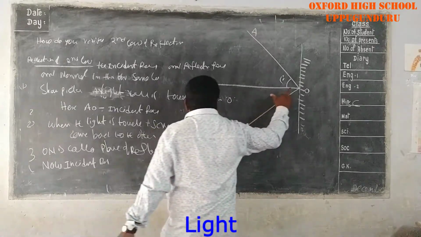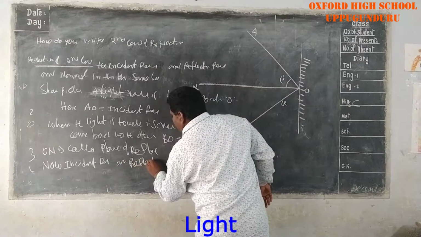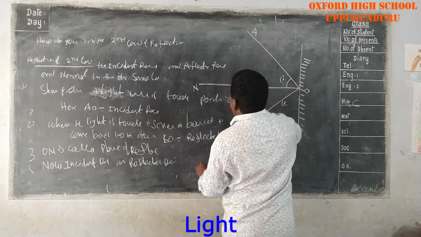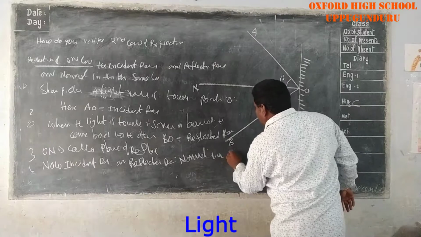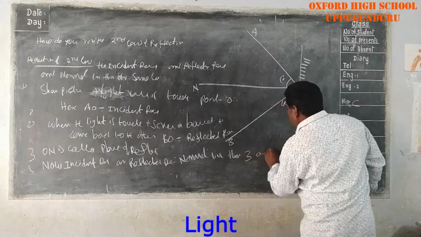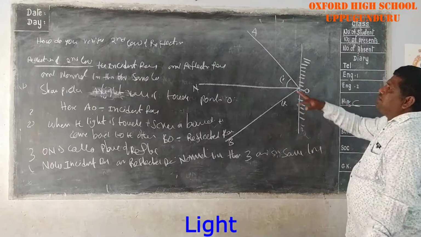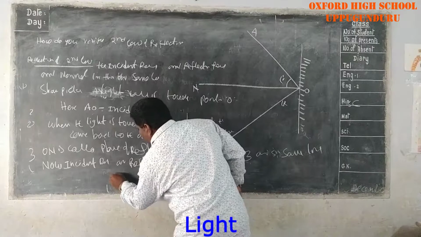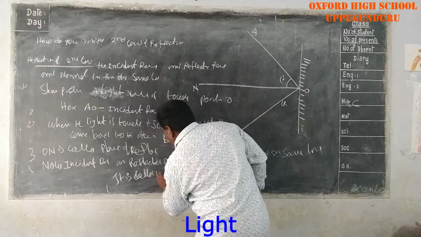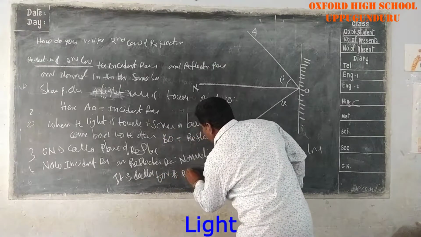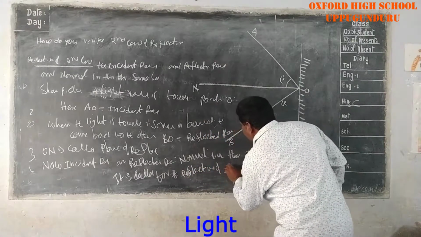Now the incident ray, the reflected ray, and also the normal line, these three are in the same plane. It is called the reflection second law.